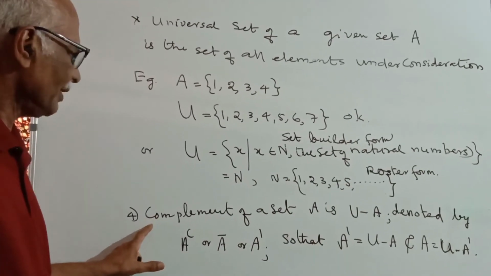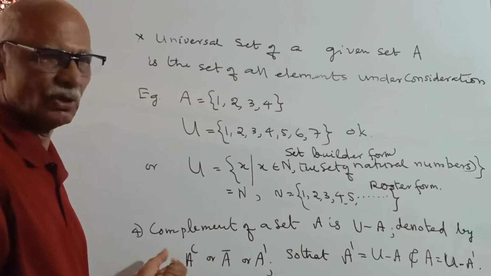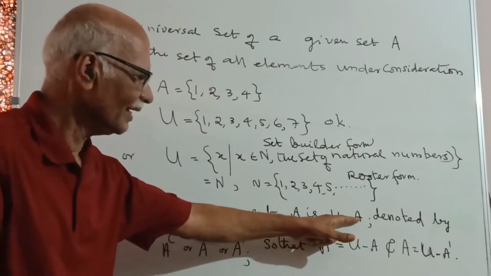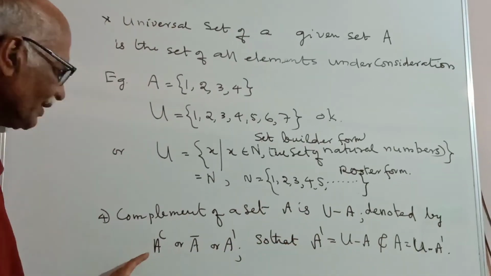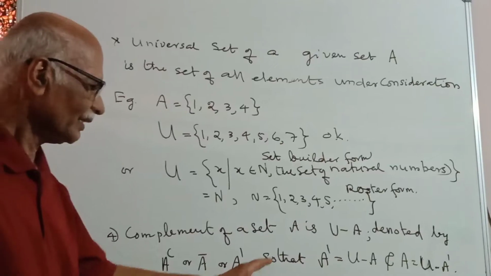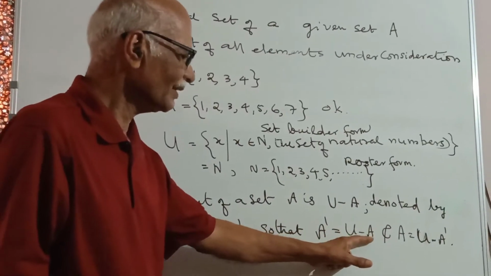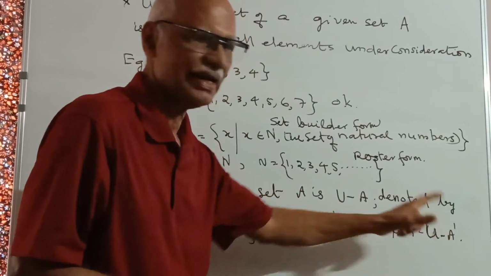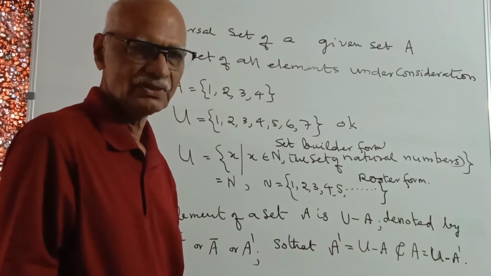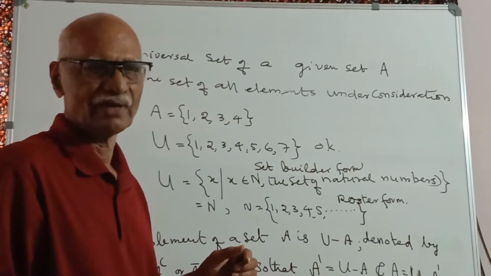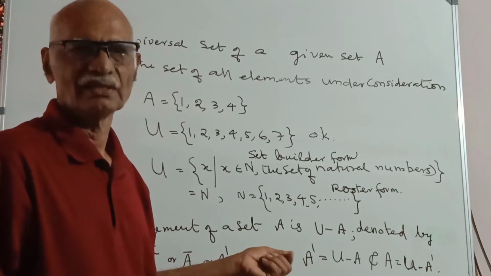Now, complement of a set A, another important idea. Complement of a set A is U minus A, denoted by A^C or A bar or A dash. So that A dash is U minus A. Clearly, A will be U minus A dash. Complement means you take the universe and remove that set. If you have A, you remove A, you get the complement.